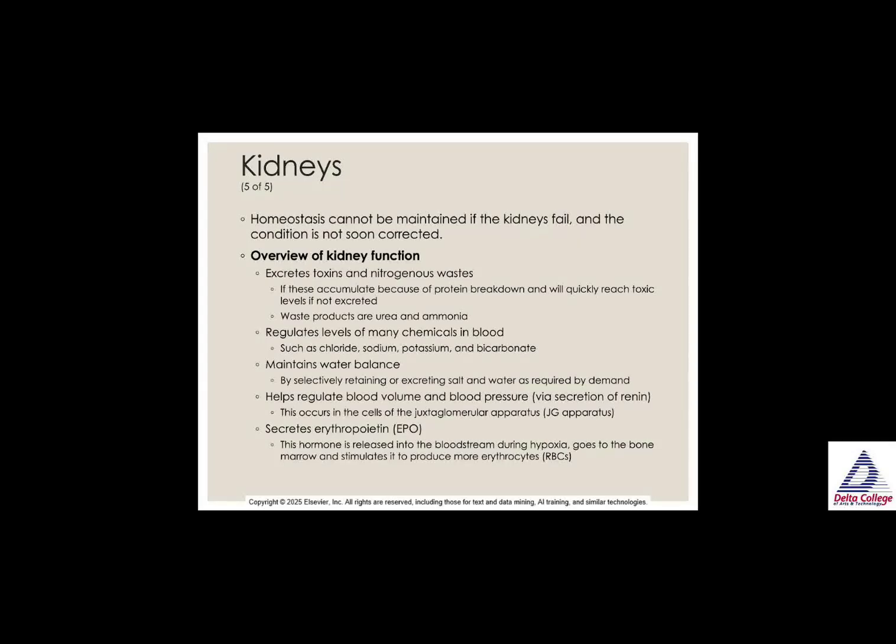And finally, the kidneys secrete erythropoietin, known as EPO. This hormone is released into the bloodstream during hypoxia. It goes to the bone marrow and stimulates it to produce more erythrocytes, or red blood cells.